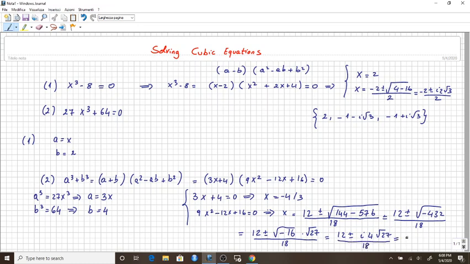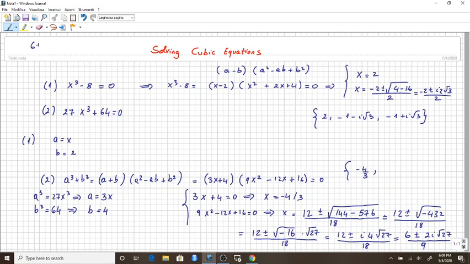Notice how everything is divisible by 2, so 12 divided by 2 is 6, and then this becomes 2i square root of 27, and then all divided by 18 divided by 2, remember we divide everything by 2, is 9. So the solution set for these problems is negative 4/3, and then we have, by the way, we can still simplify this because we have a square root of 27, which I can write as 9 times 3.